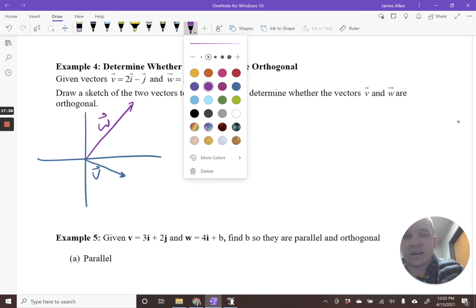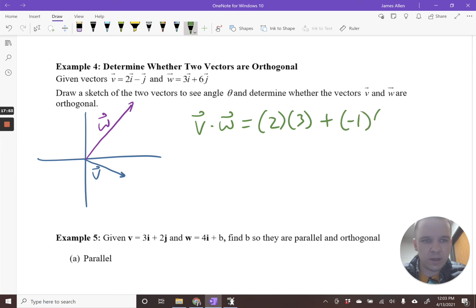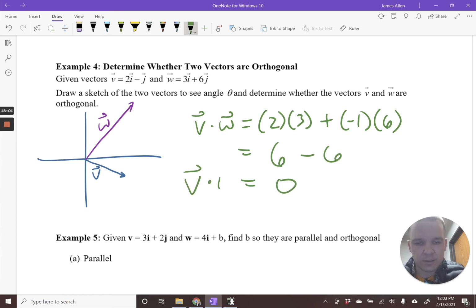So let's find our dot product. Actually, we'll go with green. All right. So if I'm going to do my dot product of these two, I'll have 2 times 3 plus -1 times 6. And I'm left with 6 minus 6, which equals 0. So our dot product is 0. They are indeed orthogonal.